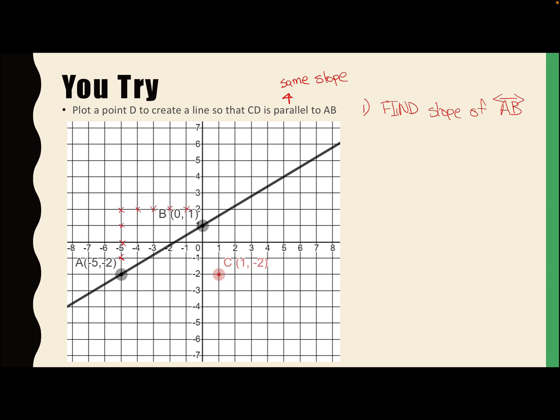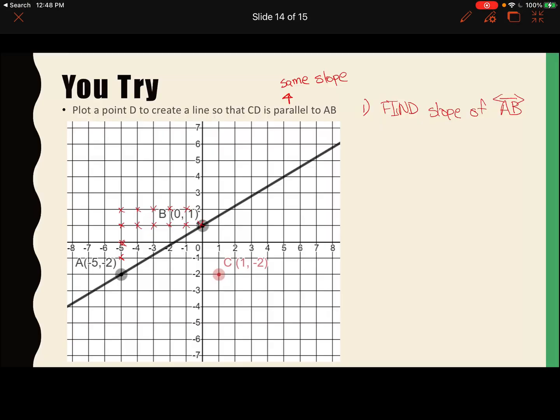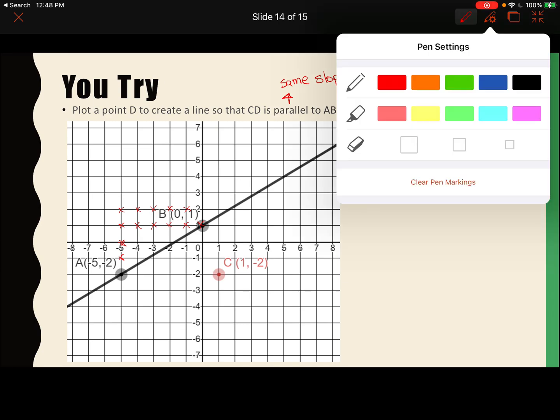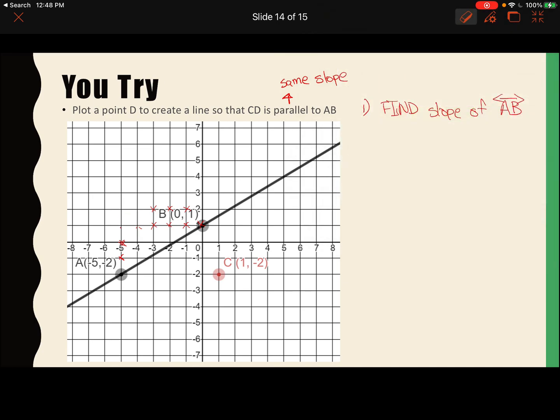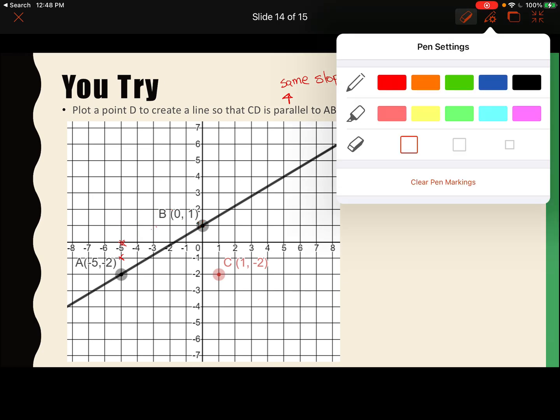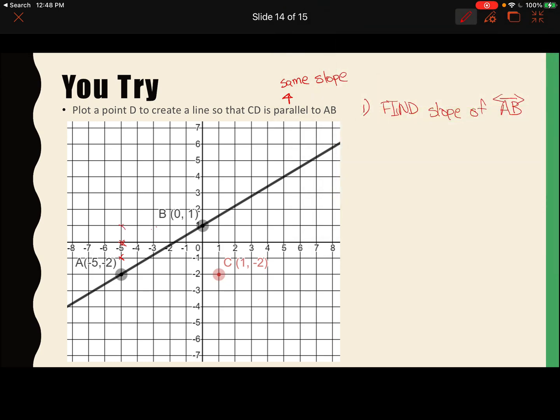I went too far, so I'm sorry. 1, 2, 3, 1, 2, 3, 4, 5. Let's go back one. I need the eraser. So we'll take those out and go back. So we went up 3 and over 1, 2, 3, 4, 5. So we go up 3 and right 5.